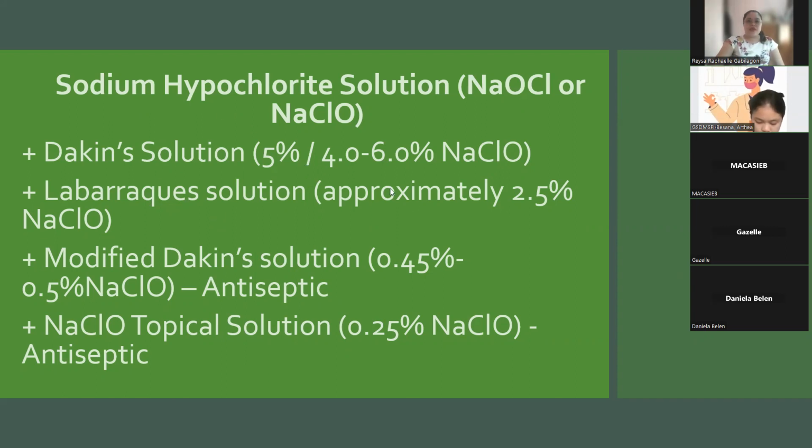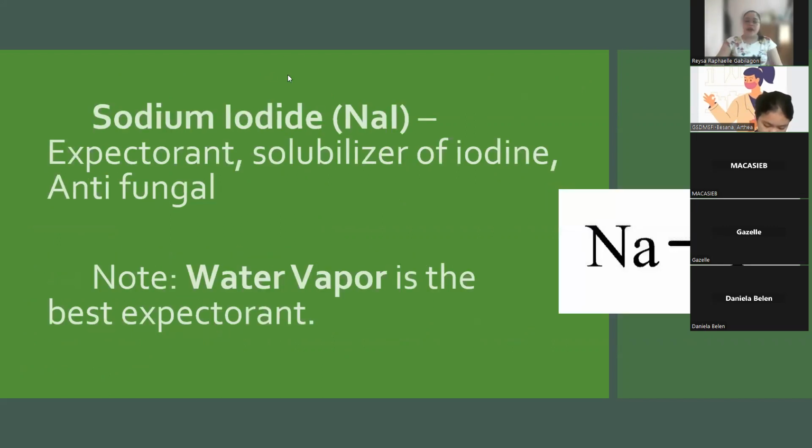We can only use the sodium hypochlorite solution as an antiseptic if its concentration is very small. That's 0.45 to 0.5% sodium hypochlorite solution. We call that one modified Dakin's solution. Okay? So like during the COVID-19 pandemic, a lot of us used Zonrox, right? Or the sodium hypochlorite to disinfect areas in our home or anywhere else.